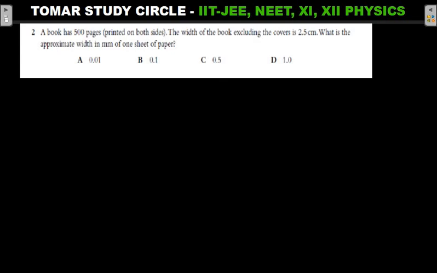In actuality, the total number of sheets will be half of the given pages. That is, the total number of sheets N will be equal to half of the total printed pages, that is half of 500, so that will be equal to 250.